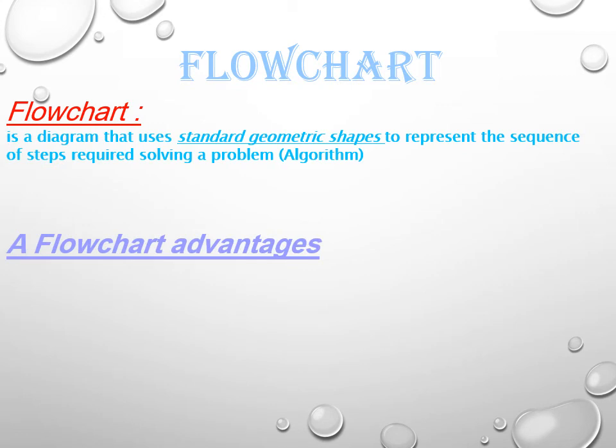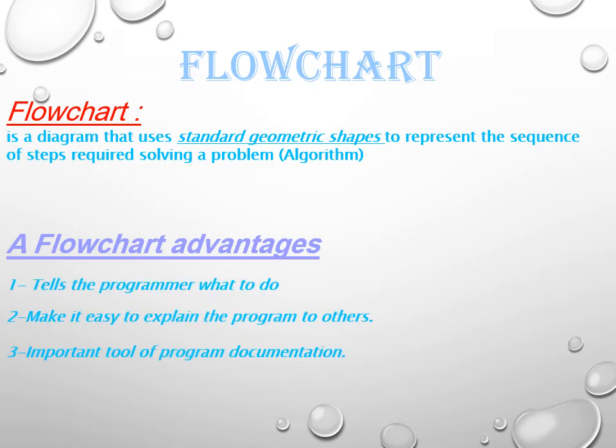A flowchart gives us some advantages. What are these advantages? First, it tells the programmer what he should do, what are the steps to be followed. It makes it easy to explain the program to others. And it is a very important documentation tool. It is important for program documentation, okay, because it's done on the paper, so it is very important for documentation of the program.